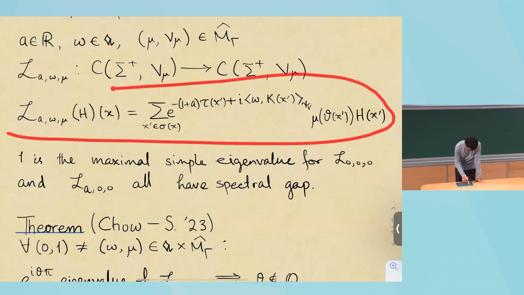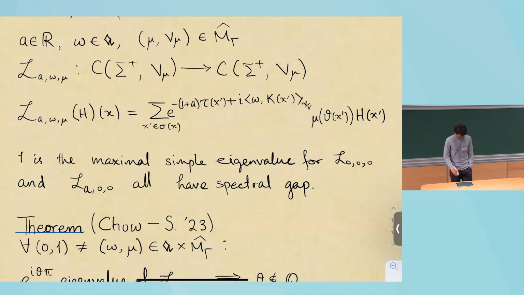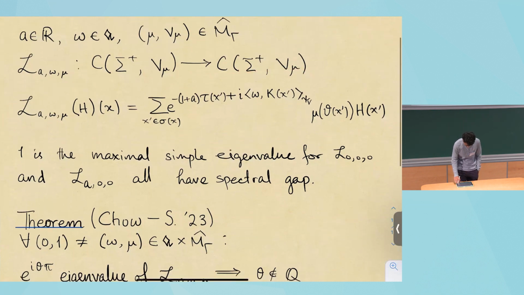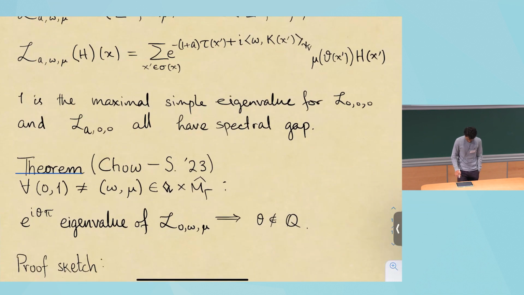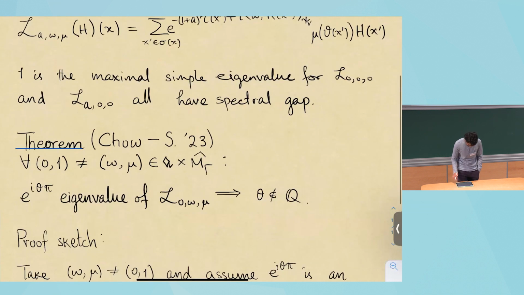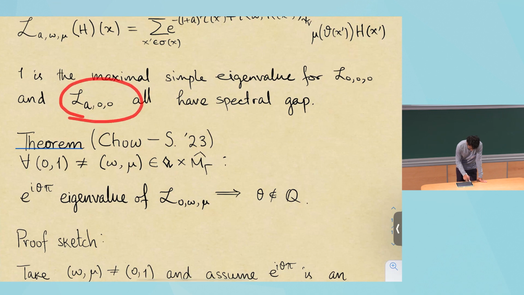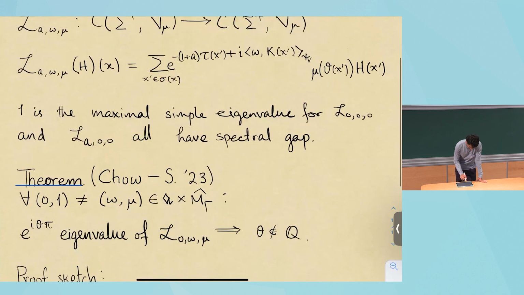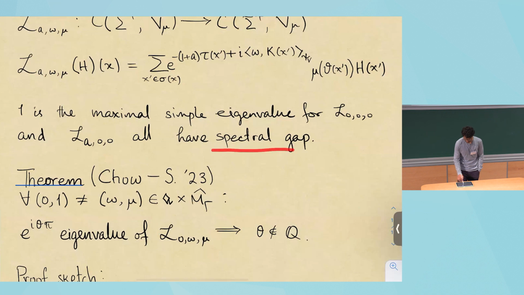This is the explicit formula, but you don't have to see the details. The important fact is 1 is a maximal simple eigenvalue for L_{0,0,0}, and L_{A,0,0} all have spectral gap. So this is for the classical transfer operator.